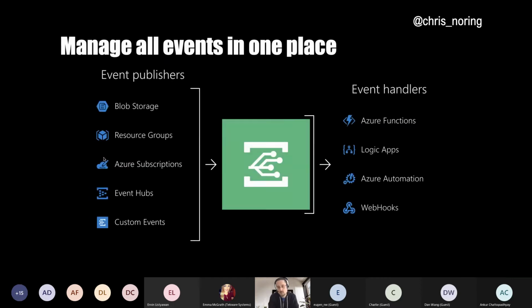Now, when it comes to managing a lot of events, what we need to realize is that there are a few concepts we need to understand. First off, there's a thing called publishers, and a lot of things in Azure can publish events. I think most resources that you can scaffold are capable of publishing events. So blob storage, a resource group, a subscription, an event hub, even custom events that you define, that you raise for whatever reason. All of those are publishers, and they're capable of raising events.